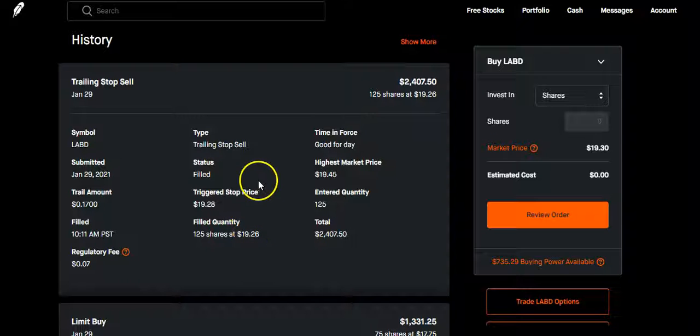Now I could have set a limit price as well, so that if it hit the 17 cents, it would get me out at a limit order of, say, 19.30, or I could have tightened this up. What I like about the trailing stop is that you don't have to continue to watch your particular ticker symbol that you got. So you can enjoy the rest of your day.